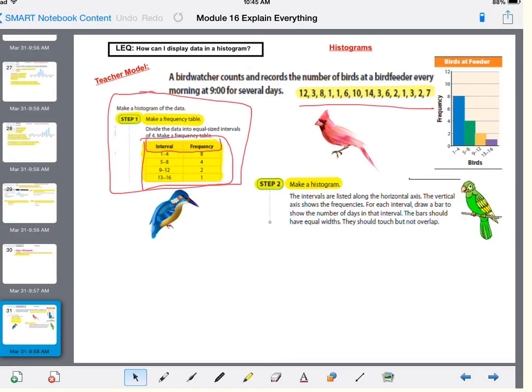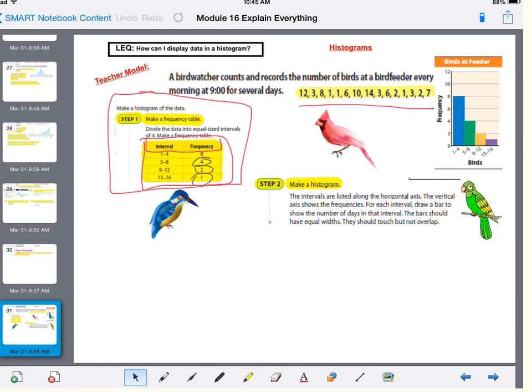So intervals are going to be based on your data values in the set. In this case, we are ranging from 1 to about 16. So we can count by fours. We have an interval of 1 to 4. He saw between 1 and 4 birds 8 times. He saw between 5 and 8 birds 4 times. He saw between 9 and 12 birds 2 times, and he saw between 13 and 16 birds 1 time.